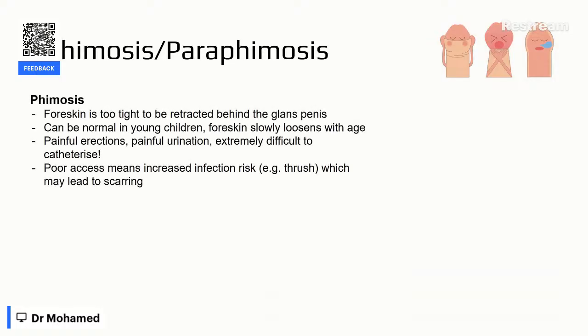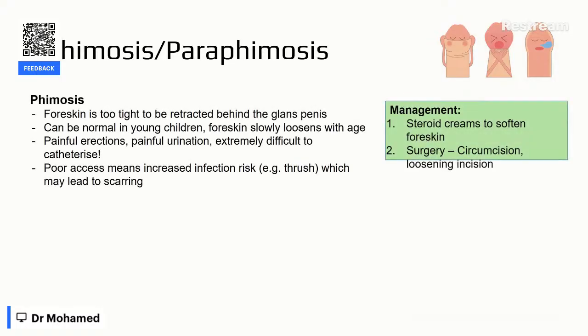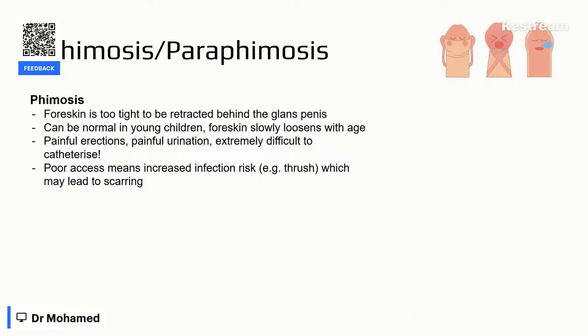Okay. Phimosis and paraphimosis. So two quite separate things. Phimosis is essentially when, in males with a foreskin, it's quite tight, so it can't be retracted past the glans. It's a very normal thing in a lot of young children, but you also see it in older patients. A lot of people live their whole lives happily with a phimosis, but it can cause symptoms like painful erections and painful urination.